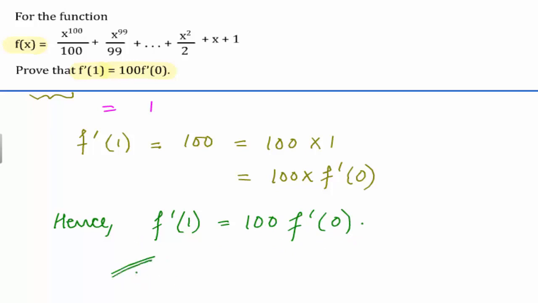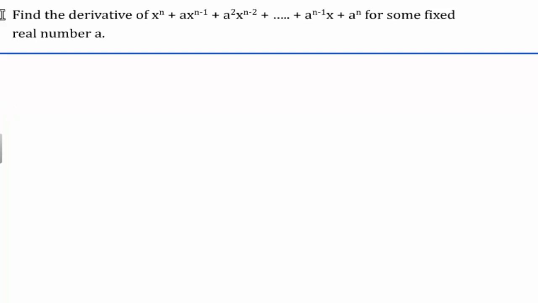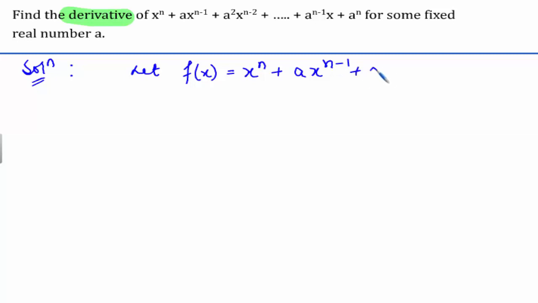In this question, we have to find the derivative of the given function for some fixed real number a. Let's begin with the solution. And first let us define the given function as fx. So fx is equal to x raised to the power n plus a into x raised to the power n minus 1 plus a square x raised to the power n minus 2 and so on up to a raised to the power n minus 1 into x plus a raised to the power n, where a is a real number.